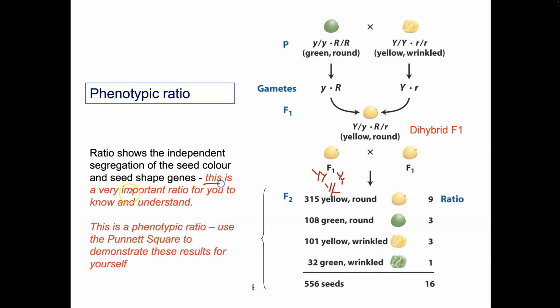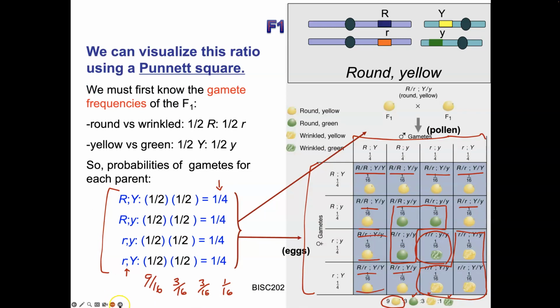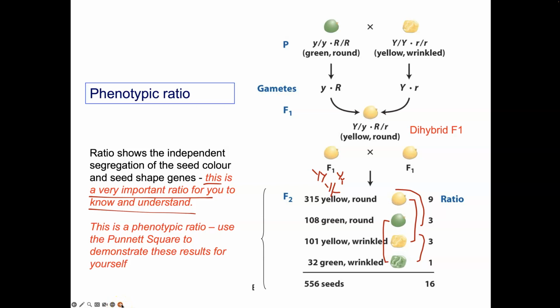Yeah, and so it's really important for you to know and understand this. And it's important also to note that this is really just the juxtaposition of 2 3-to-1 ratios. Because if you look at yellow to green, we still see a 3-to-1 ratio. If we look at round to wrinkled, we see a 3-to-1 ratio as well. So this is just the 2 different 3-to-1 ratios, but because the assortment is independent, you can combine them to get the ratio that we see here, 9-to-3-to-3-to-1.